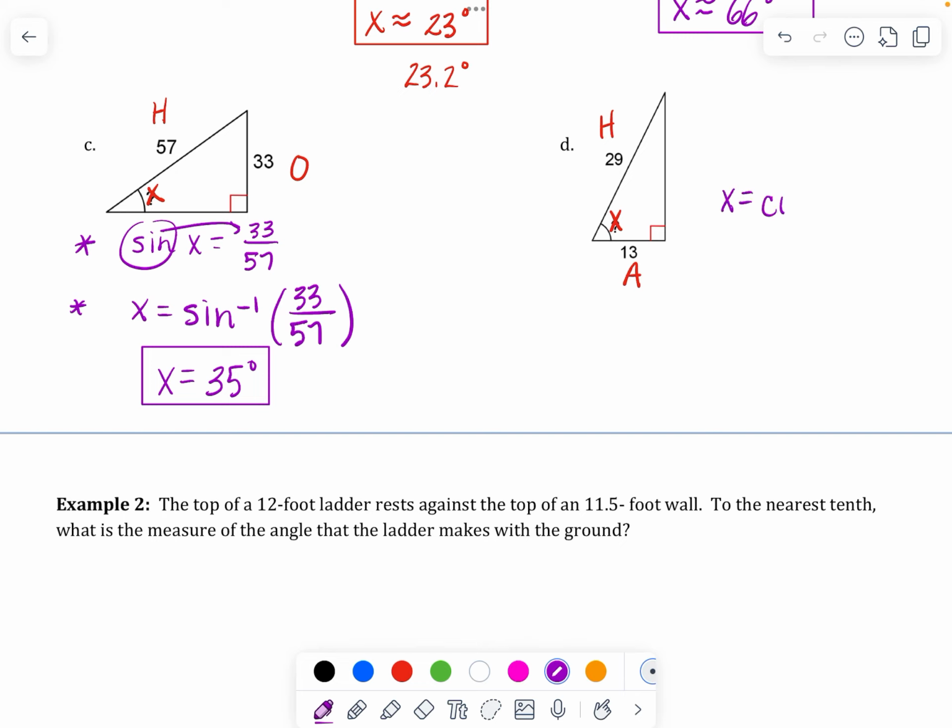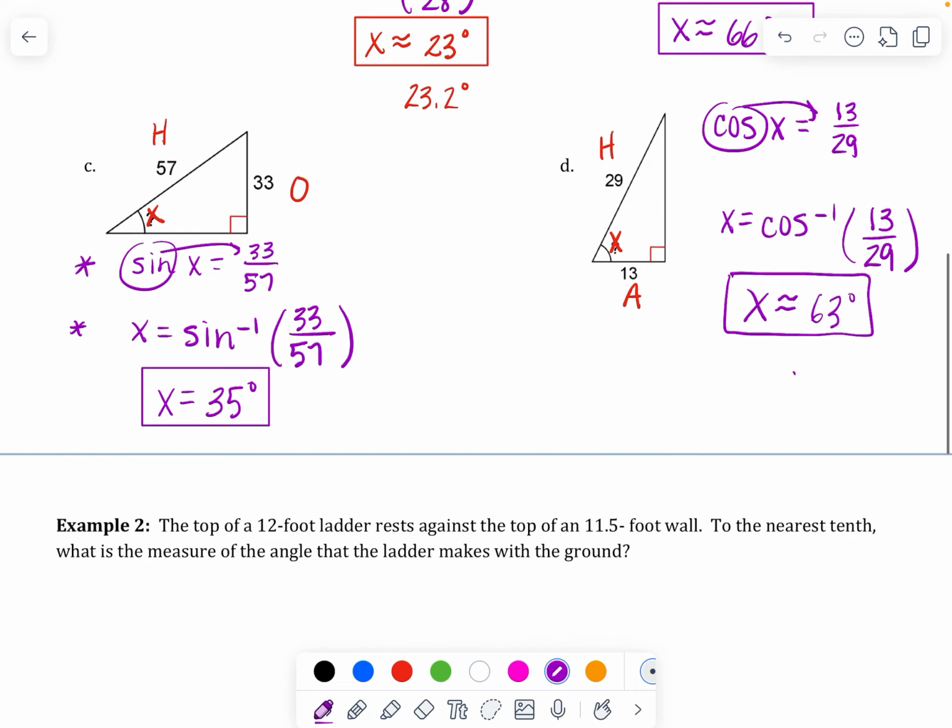So you can start with X equals cosine inverse of adjacent over hypotenuse and put that in your calculator. Or I know I'm kind of being repetitive here, but you could also start with cosine X equals 13 over 29. And then in the next step, to isolate the x, realize the cosine has to move to the other side as an inverse. All right, so in your calculator, hit second cosine, 13 divided by 29, and your missing x is about 63 degrees.